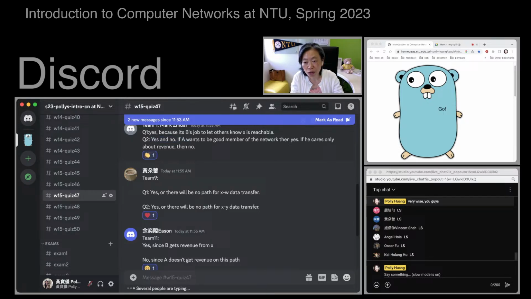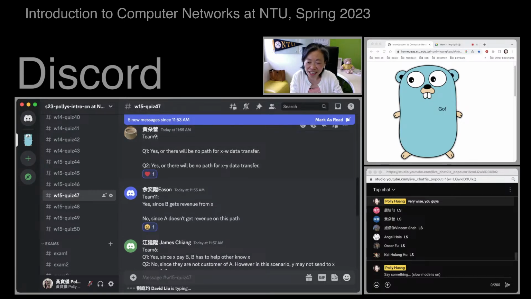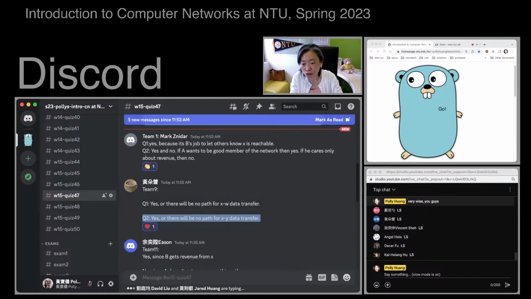If A wants to be a good member of the internet, yeah, so you help advertise that, okay? If it cares only about revenue, no. So Mark, you will do well in engineering as well as business. And Doris, on the other hand, hey, you, Doris, a perfect engineer thinking. Otherwise, Y doesn't get to send data to X. Okay, so Doris, you've chosen to study electrical engineering.